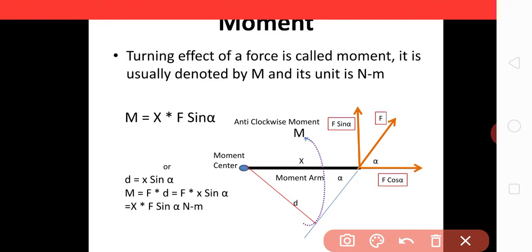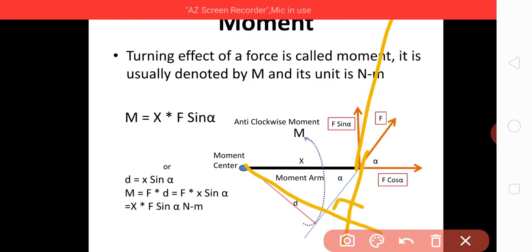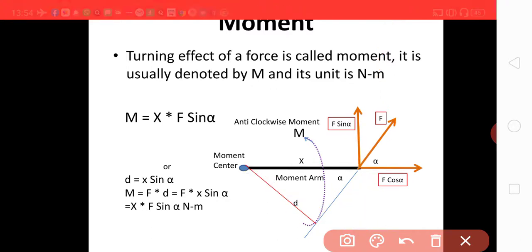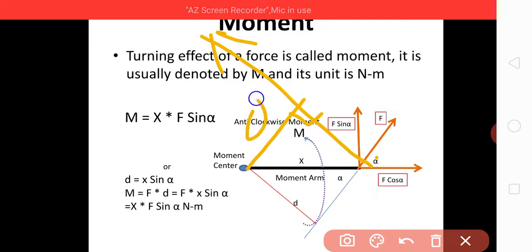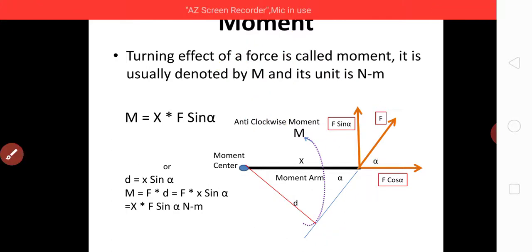If it had been a force like this, then we should extend the line and then draw a perpendicular, then this is D. If this force is acting like this, here, like this, then draw the perpendicular, then this will be your D. D into F will be M. So, I think it is clear now. Let us proceed further now.